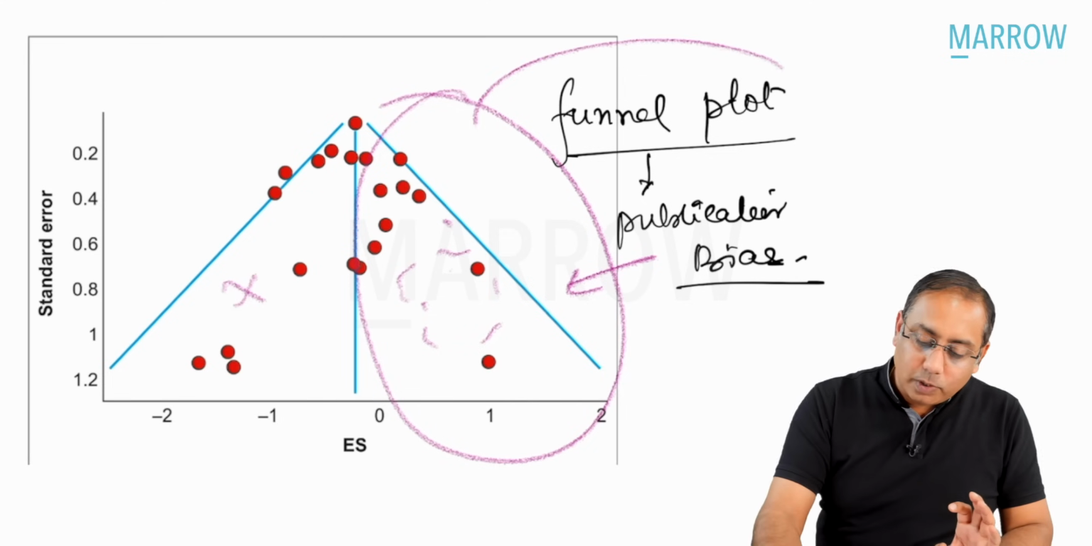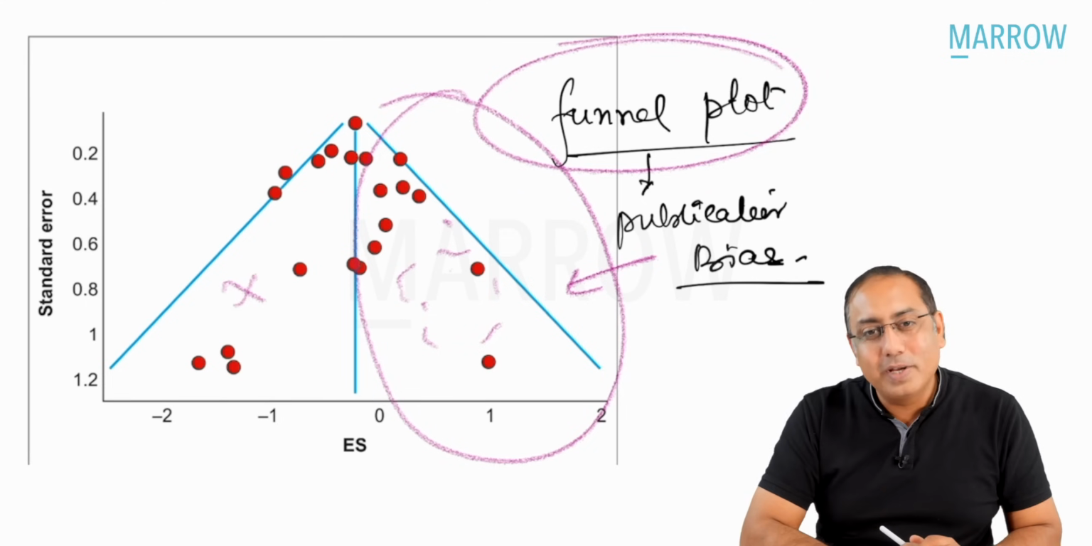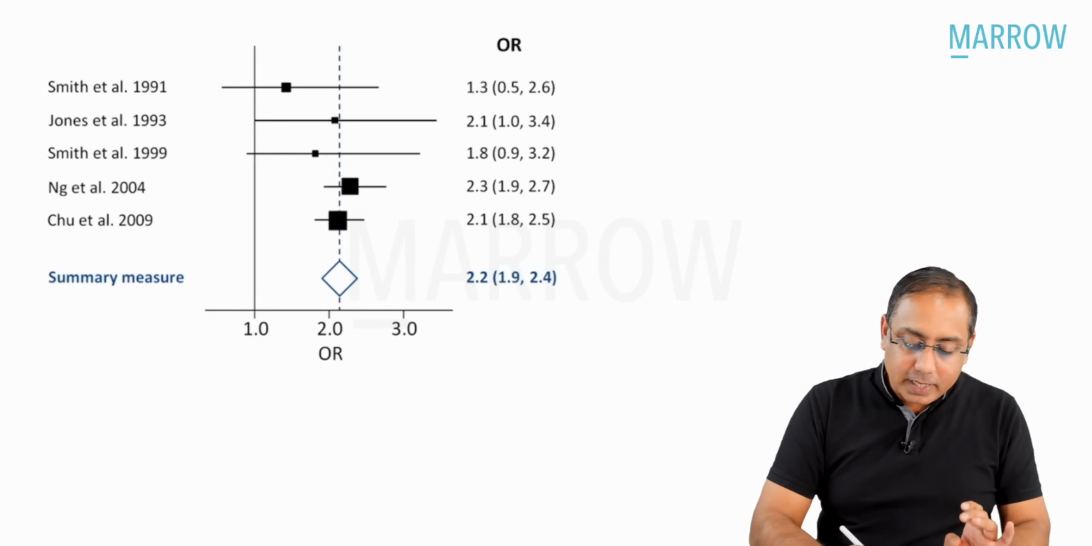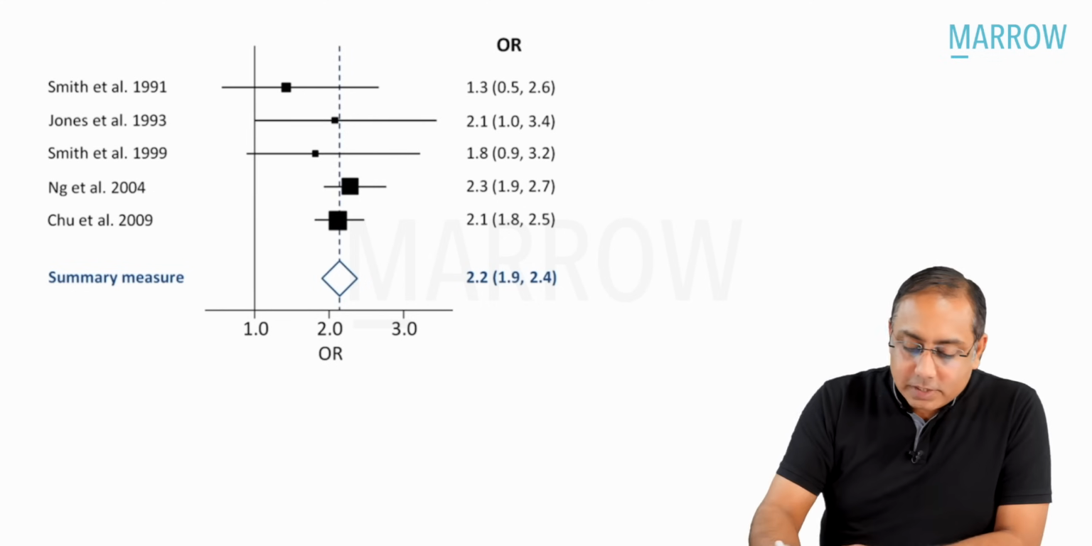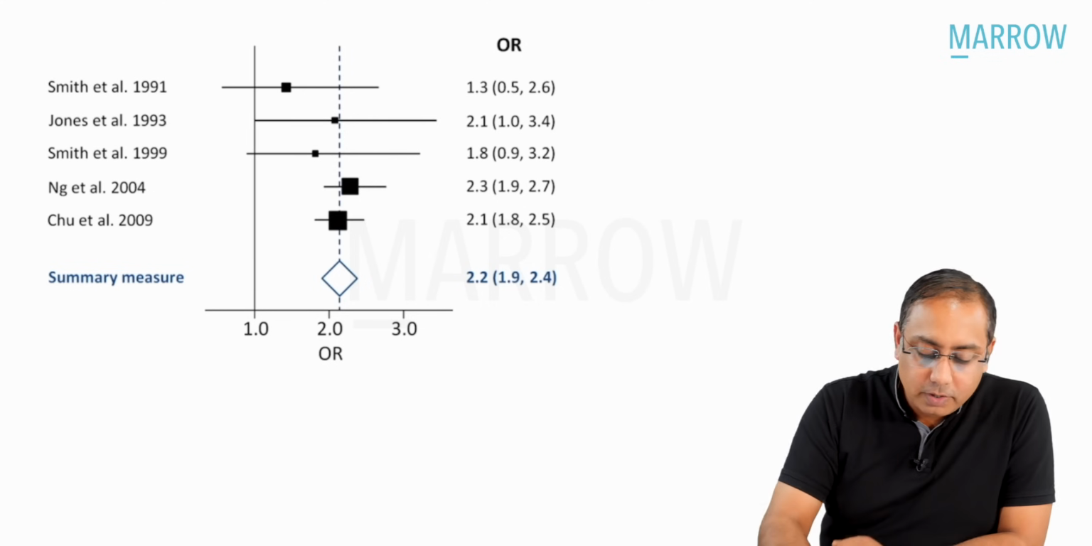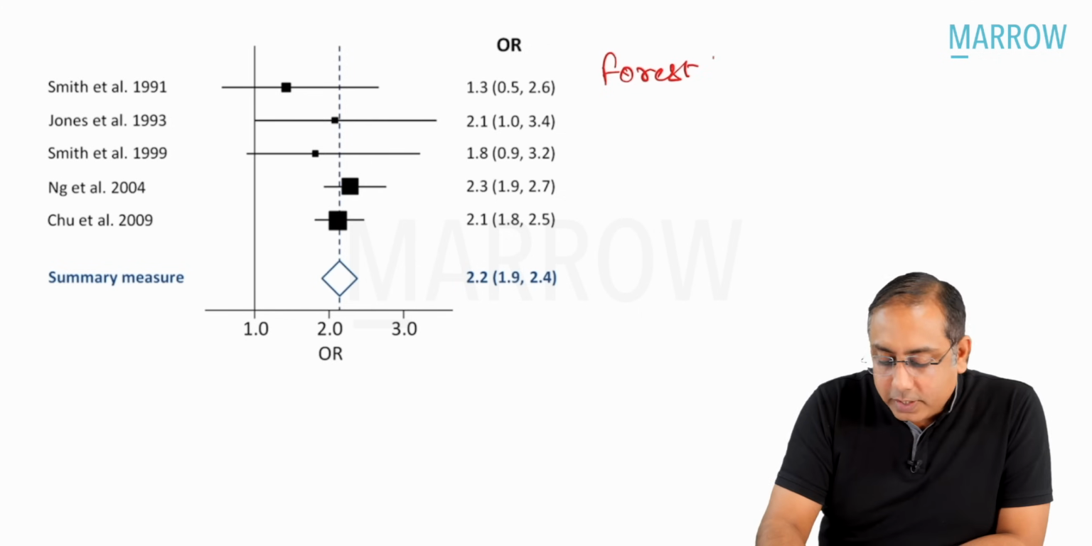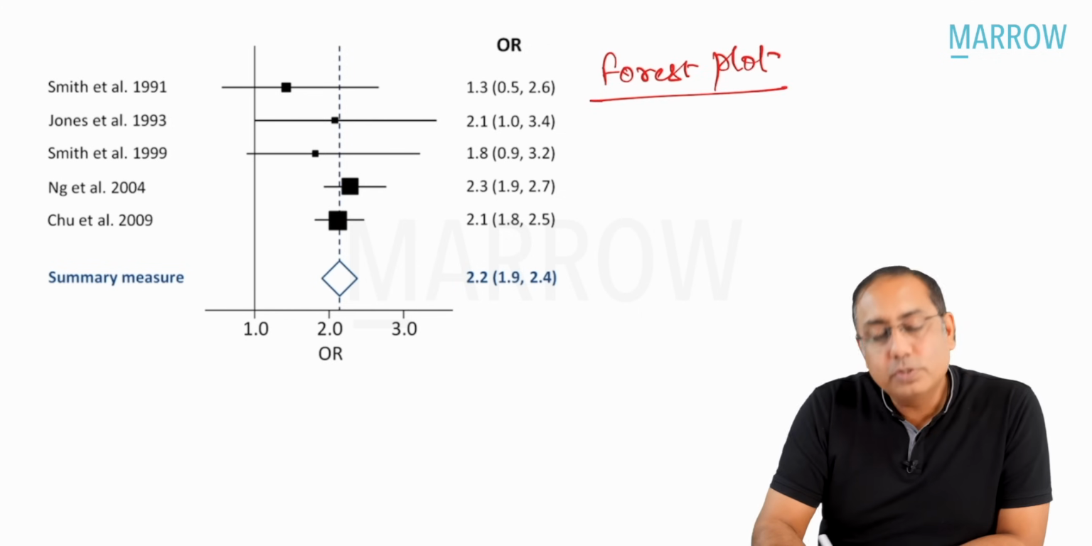This phenomenon is what we call a funnel plot. Where is it used? It is used in publication bias. What do you see over here? This is called a forest plot. What do we call this? Forest plot. Where do we use a forest plot?